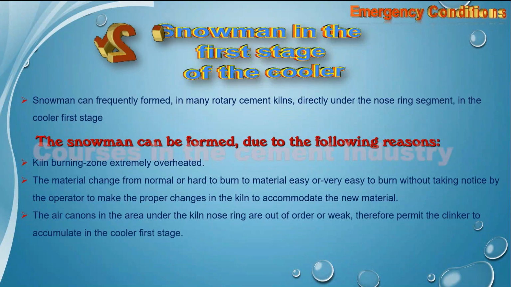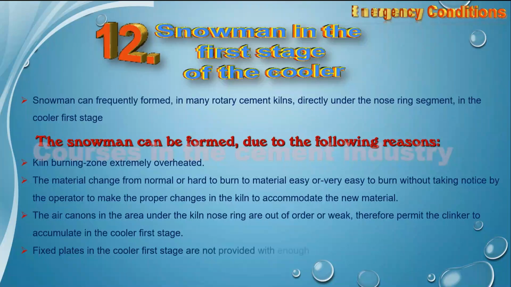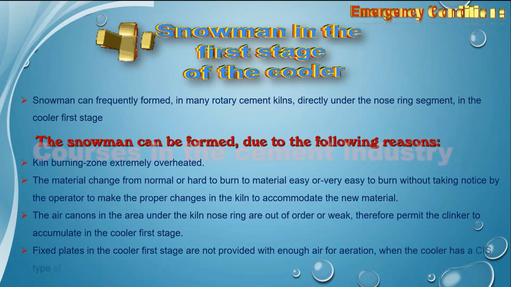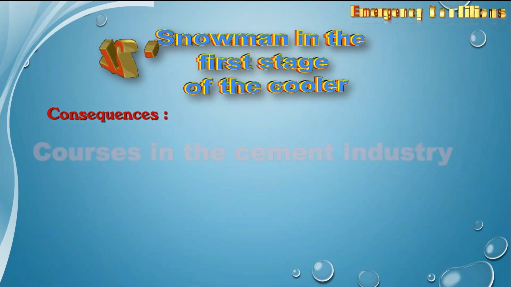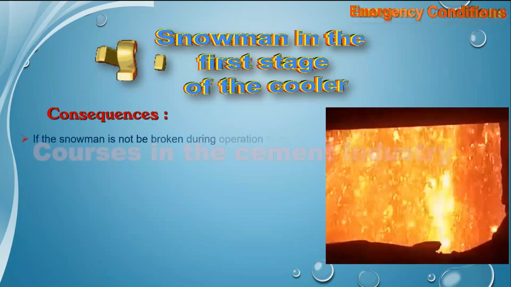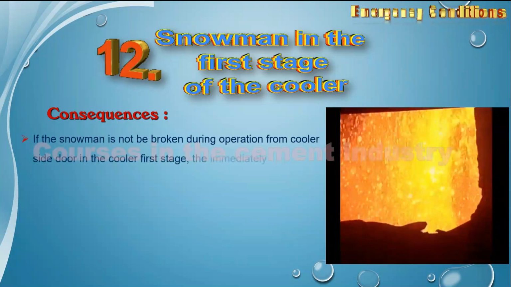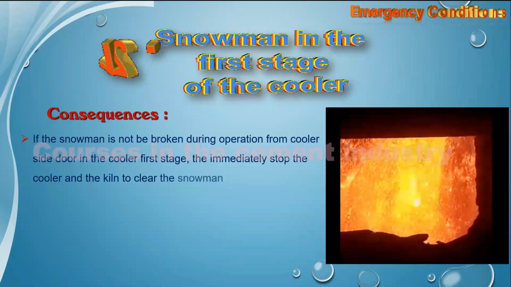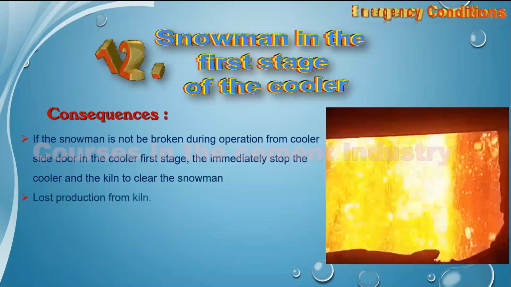4. Fixed plates in the cooler first stage are not provided with enough air for aeration, when the cooler has a CIS type of stationary plates. Consequences. 1. If the snowman cannot be broken during operation from the cooler side door in the cooler first stage, then immediately stop the cooler and the kiln to clear the snowman. 2. Lost production from the kiln.